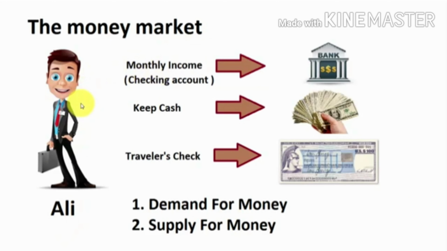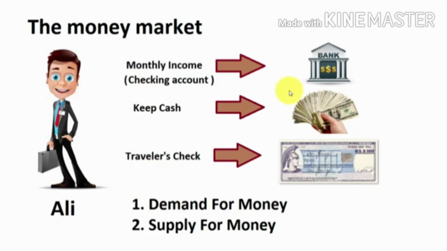He receives his income every month and he deposits some money in his checking account in a bank, and he also keeps some cash in his wallet to pay for his daily needs. He also keeps traveler's checks when he needs to go to foreign countries on vacation. Now this is what economists call demand for money.